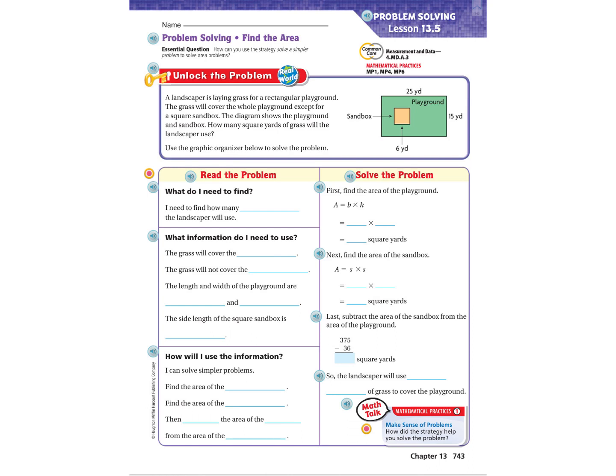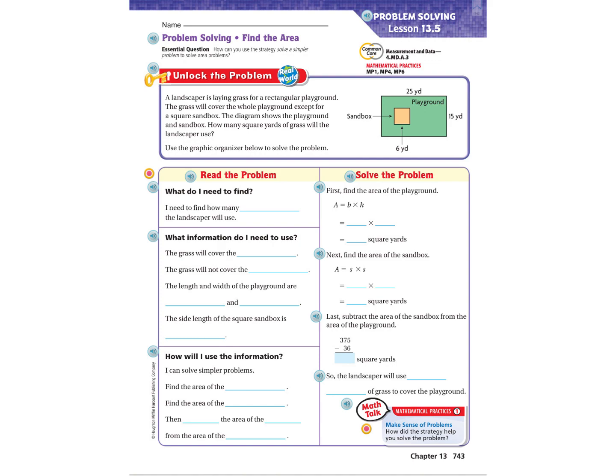This lesson is 13.5 in Go Math. Let's read the title together. Ready? Go. Problem solving. Find the area. Essential question. How can you use this strategy solve a simpler problem to solve area problems?